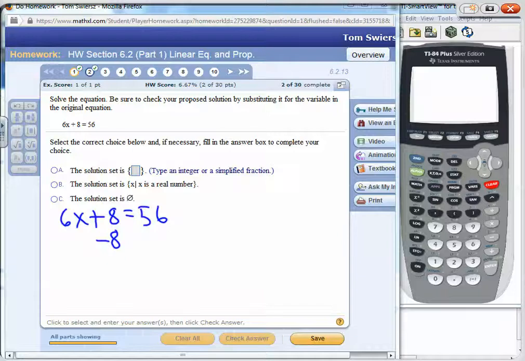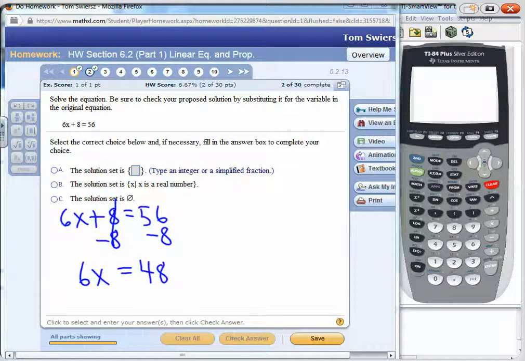You can think of this as a balance. If you subtract 8 from the left side of the equals, then you have to subtract 8 from the right side, which is the 56. The reason we subtract 8 from both sides is 8 minus 8 is just 0. So 6x plus 0 is just 6x. Most people would just write 6x. You don't need to put the plus 0, but you can if you want. 56 minus 8 is 48, right?